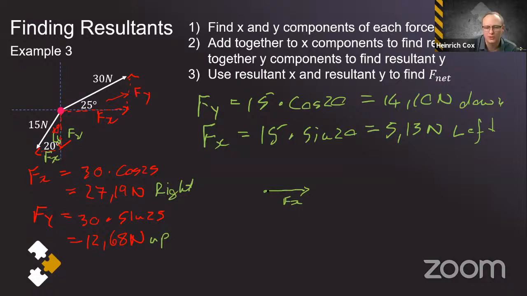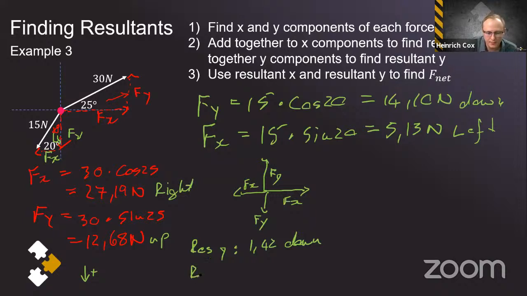vector, or what I called here resultant x and resultant y. Okay, so the resultant y, if we see here, we've got 14.10 going down and 12.68 going up. So we've got more going down than we do have going up. So if I take down as my positive direction, I can go 14.10 minus the 12.68, and that gives me a resultant y vector of 1.42 newtons down. Okay, so that's then my resultant y vector.